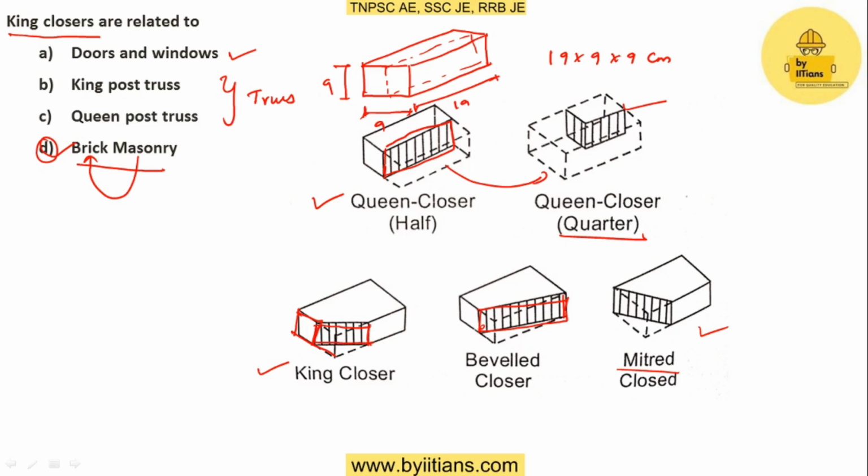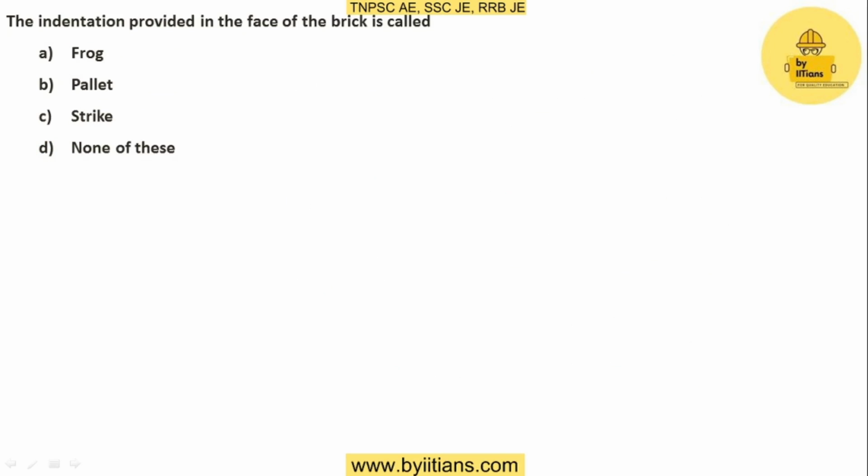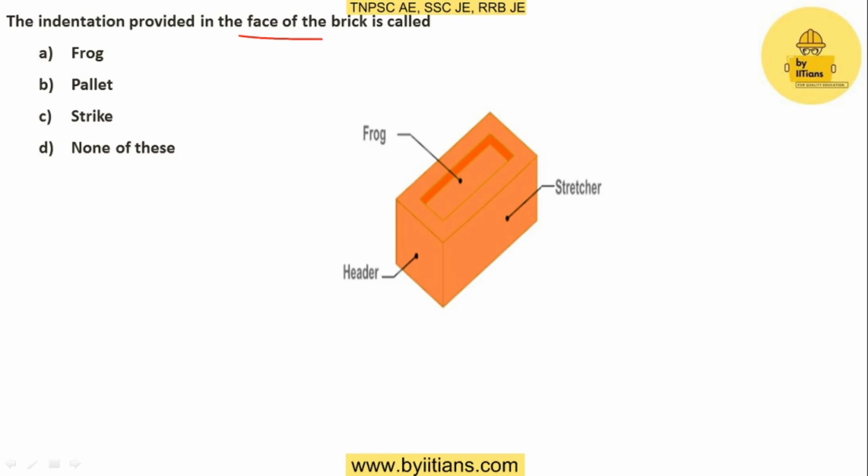Now we'll move on to the next question. The indentation provided in the face of the brick is called frog, pallet, strike, or none of these. Here what I want to discuss is what will be provided in the face of the brick. If you look at this picture, it is clearly shown. The shorter side of this brick is called the header, the longer side is called the stretcher, and the top portion is called the frog.